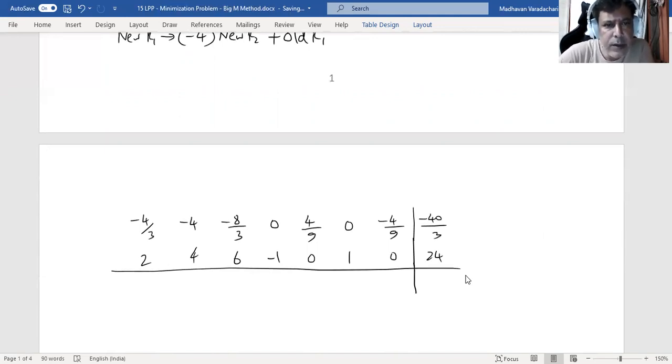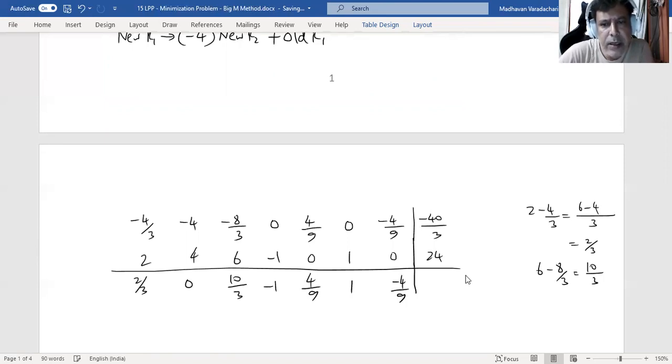So, what is this 2 minus 4 by 3? It becomes 6 minus 4 by 3. So, it is 2 by 3. This will be 0. Then 6 minus 8 by 3. It is 18 minus 8. 18 minus 8 is 10 by 3. This will be negative 1. This is 4 by 9. This is 1 minus 4 by 9.